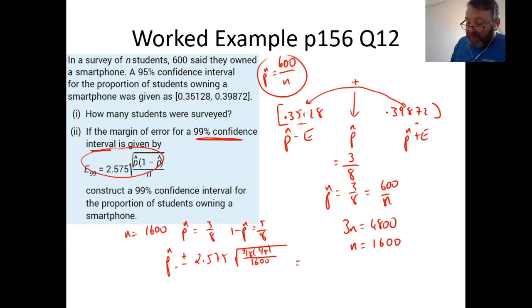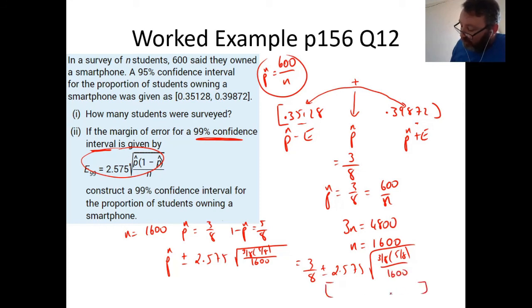So what does that become? P hat is 3 over 8 plus or minus 2.575 times the square root of 3/8, which is p hat, 5/8, which is 1 minus p hat, over 1600. To work this out, get your calculator, turn on your fraction, put in your 3/8, put in your minus first of all because it'll give you the lowest number. 2.575 times the square root of fraction, press it twice. 3 over 8 is your first fraction, multiplied by 5 over 8, and that in turn is over 1600.